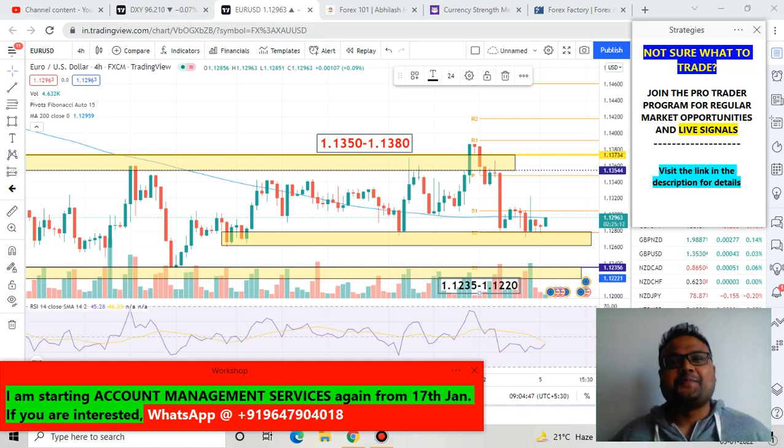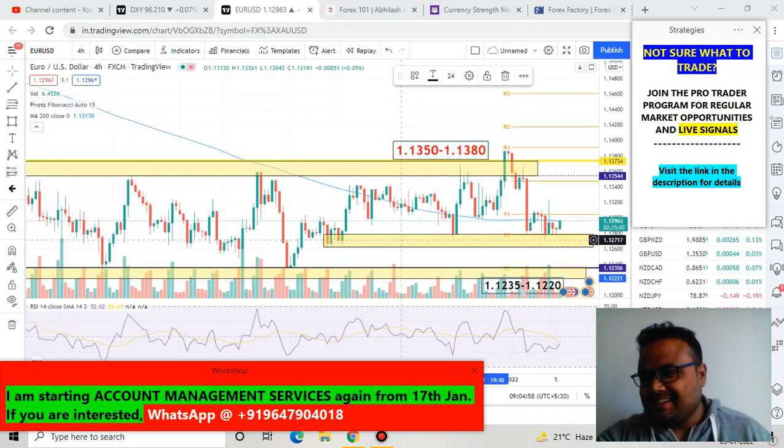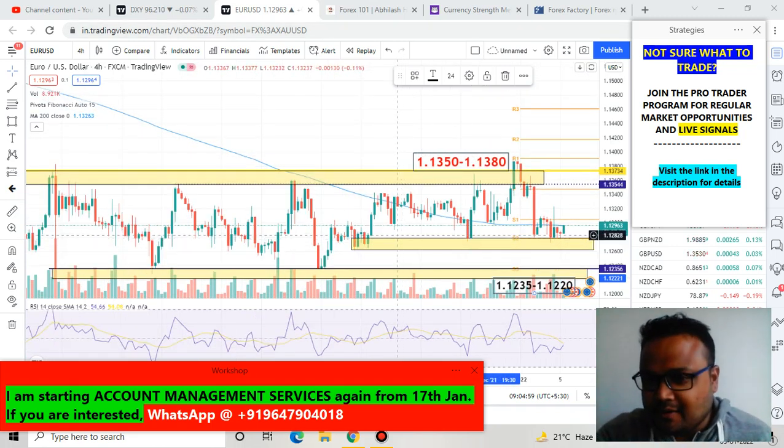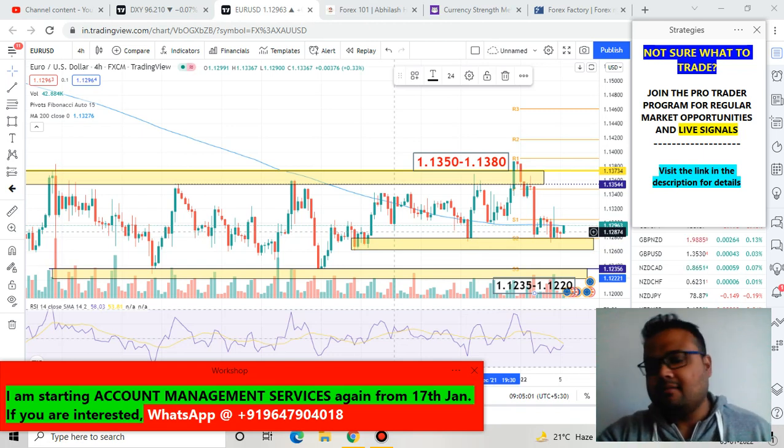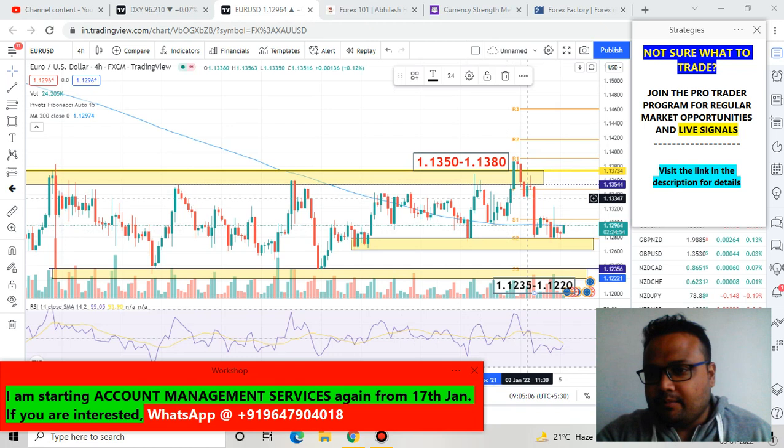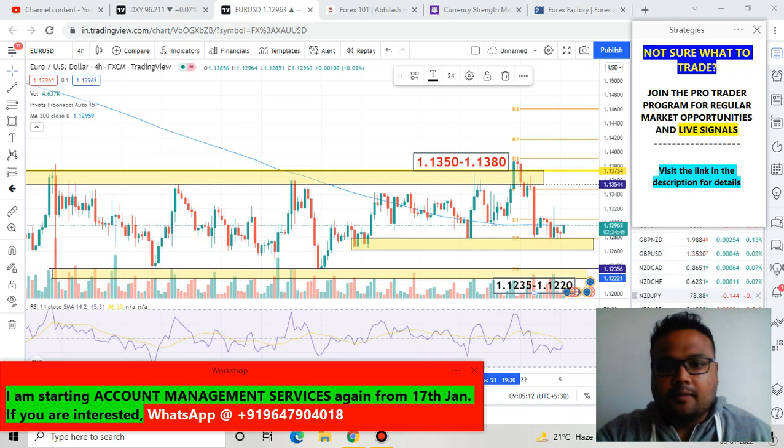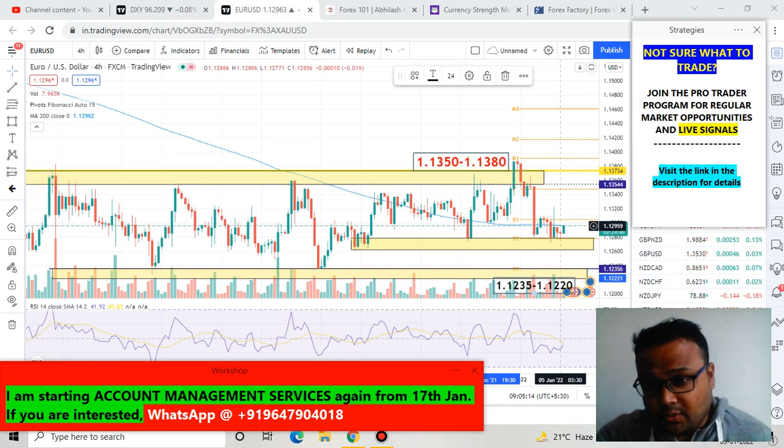So let's get started. It is the Forex chart of Euro USD in front of us right now. As we all know, Euro USD is the most popular currency pair in the world. But if we look at the chart, then the chart is not very convincing. You can see right now it is standing at 1.1296. This is the current market price of Euro USD.